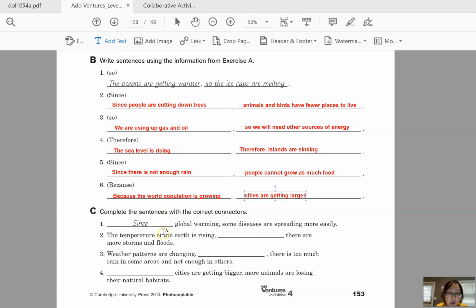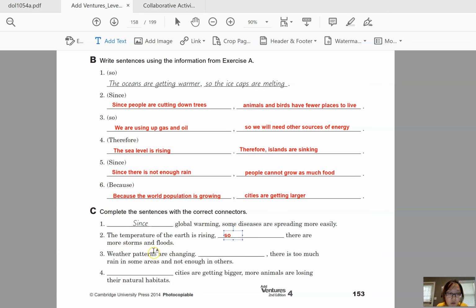And actually, it would be better to just use because of. Because of global warming, some diseases are spreading more easily. Okay, let's look at number 2. The temperature of the earth is rising, so there are more storms and floods.